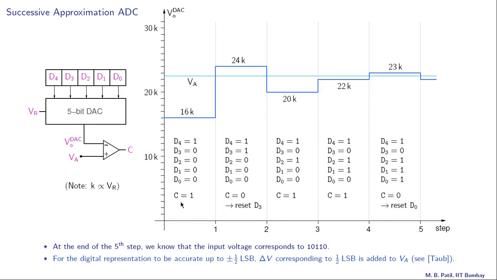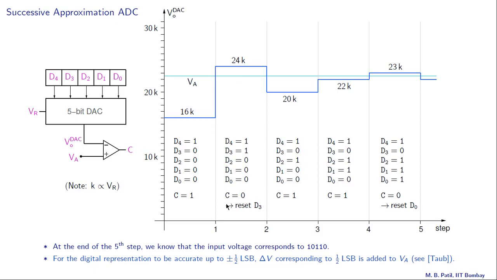So the comparator output C is 1, and therefore we keep this D4 as 1 and then go to the next iteration. In the next iteration, we set the next bit, that is D3, equal to 1, and once again compare VO DAC and VA. What is VO DAC in this case? It is 1 times 2 raised to 4 plus 1 times 2 raised to 3, that is 16 plus 8, or 24K. And now we find that this VO DAC is higher than VA, and that gives us C equal to 0.